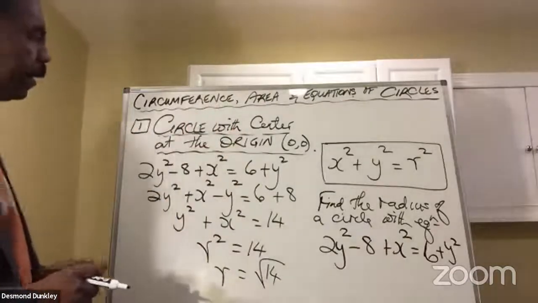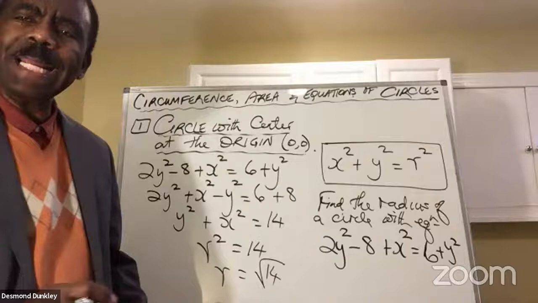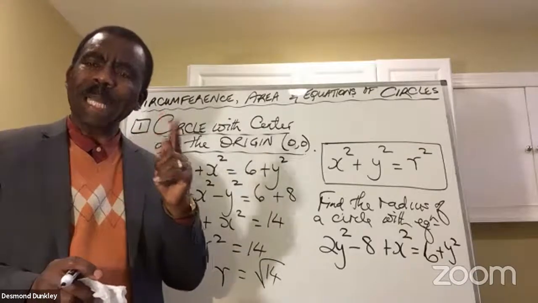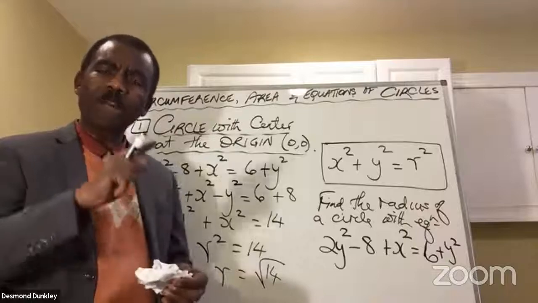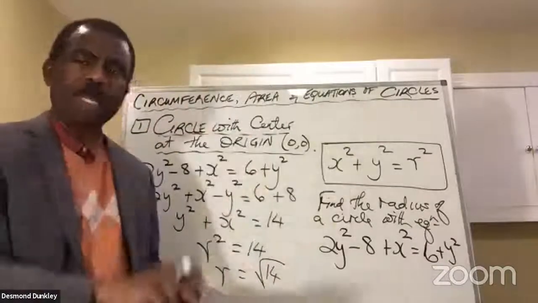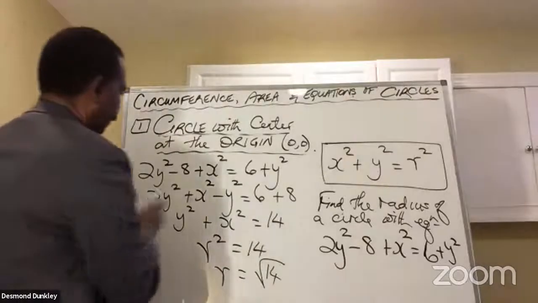Okay? Good. Let's go now to the next type of circle, the one that has a center that is not at the origin. So the center could be somewhere else in the coordinate plane. Let's see what happens.